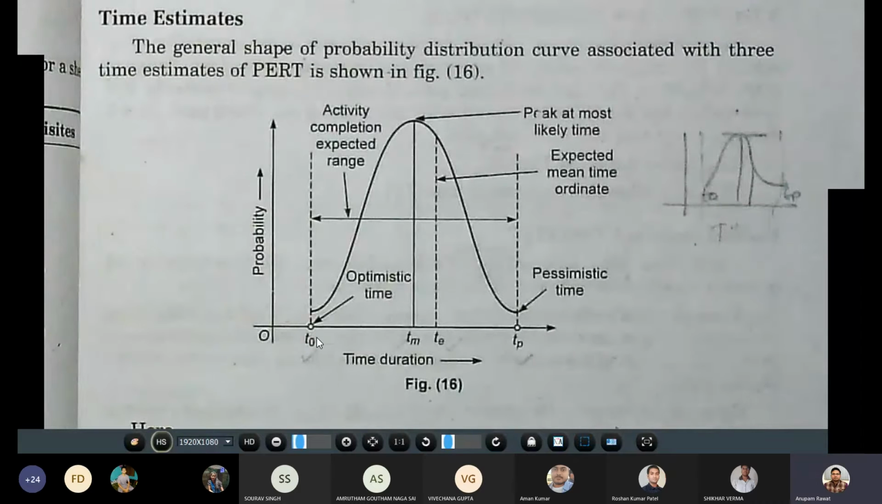The second type of time approach is the pessimistic time estimate. The pessimistic time estimate is the best guess of the maximum time that would be required to complete the activity. It is the time required to complete a particular activity in abnormal situations, and that is represented by TP. Here in this graph, you can see TP is given here.